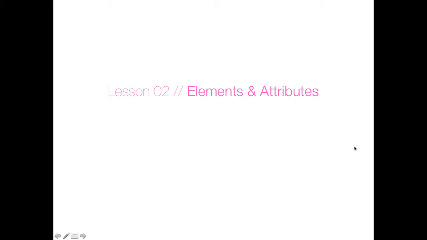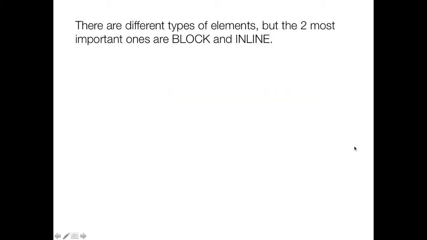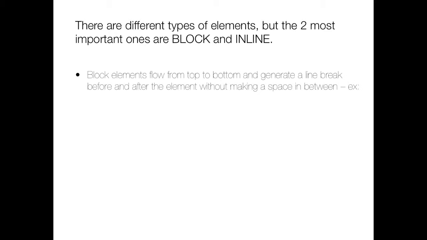In this lecture, we'll talk about elements and attributes. There are different types of elements, but the two most important ones are block and inline. Block elements flow from top to bottom and generate a line break before and after the element without making a space in between, such as the div, for example. So if we have two divs in an HTML document, what we see in the browser is two divs under each other and not next to one another.